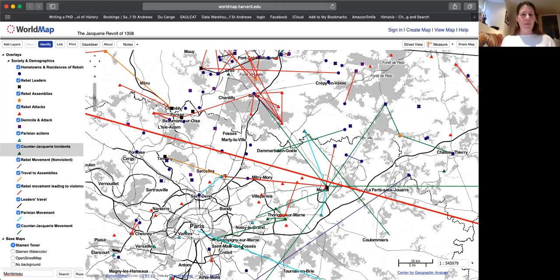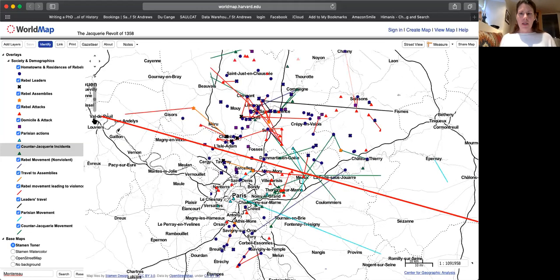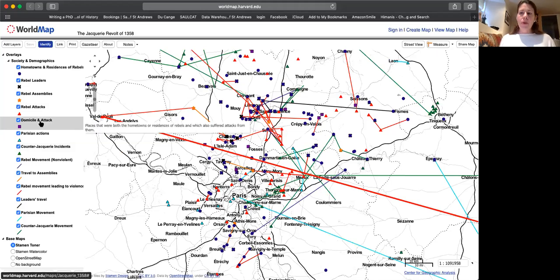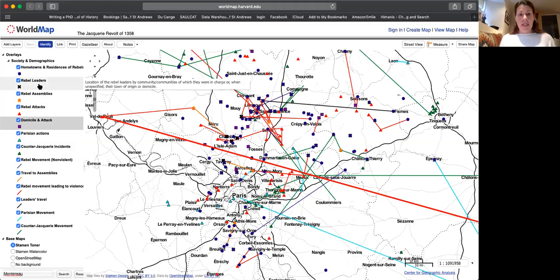One thing we can see on the map, and I'll zoom out a little bit even more here so you can see just this contrast. So there is some overlap of places where rebels were from and places where they attacked. So these are the purple boxes, this layer here. But most Jacques didn't attack targets in their own hometowns, these blue dots. You can see a lot of these red triangles where they actually did attack things were not where documented Jacks were living.